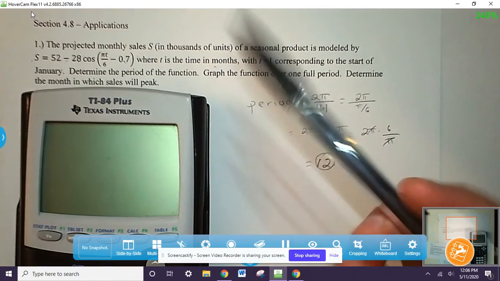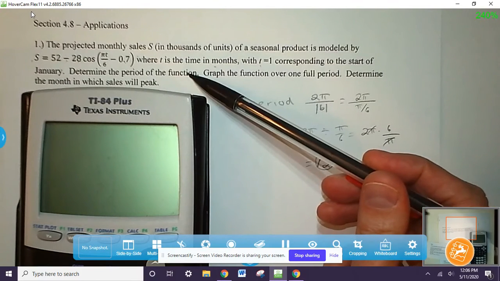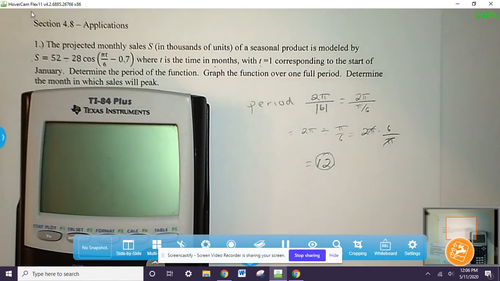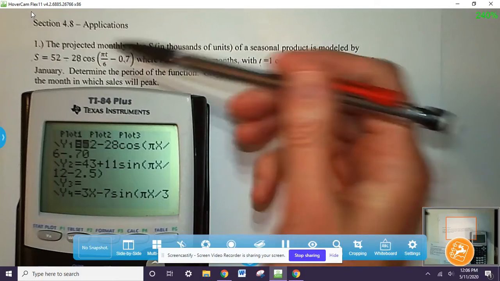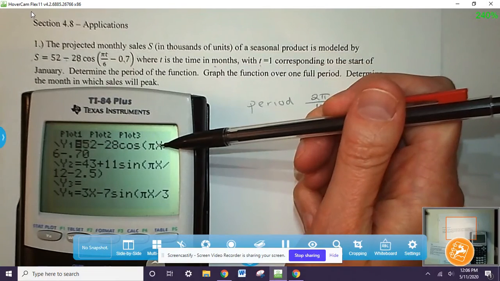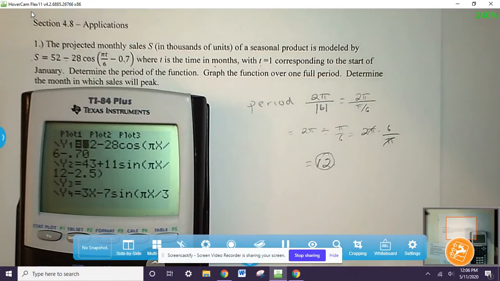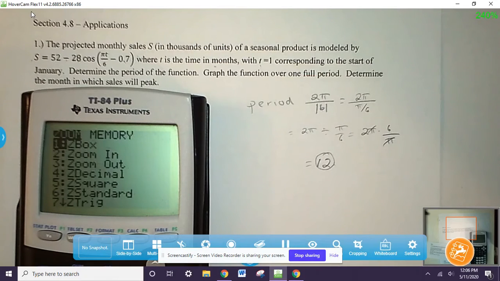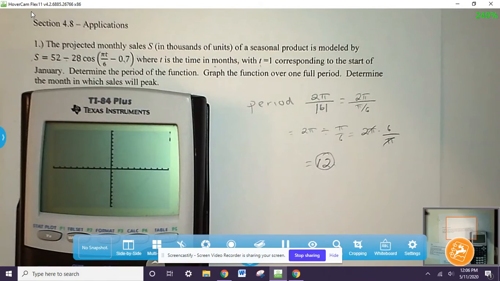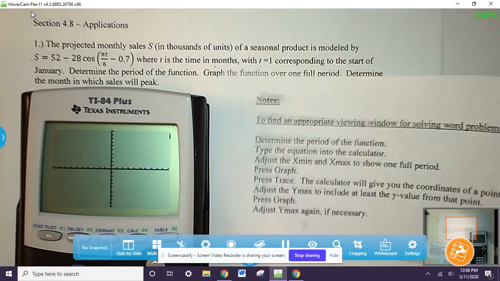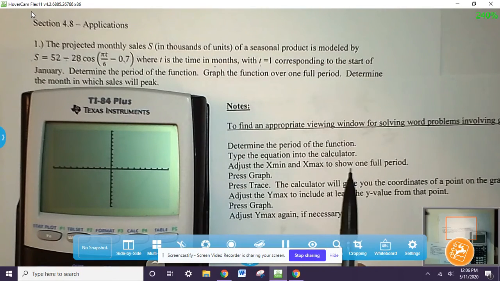So now that we determined the period of the function, let's go ahead and try to make the graph. You want to input 52 minus 28 cosine pi over 6, and the rest of the equation. You're not going to put t, you're going to put x instead. And if you go to Zoom Standard, Zoom 6, that's usually where we start. And that's a good place to start right now, because one thing we want to do today is figure out how to get a good viewing window.